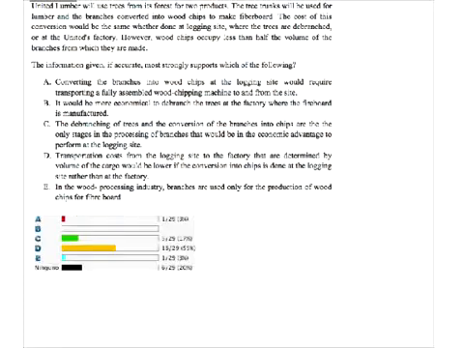So United Lumber will use trees from its forest for 2 products. The trunks will be used for lumber, and the branches will be converted into wood chips to make fiberboard. The cost of this conversion would be the same, whether it was done at the logging site or at United's factory. However, wood chips occupy less than half of the volume of the branches.